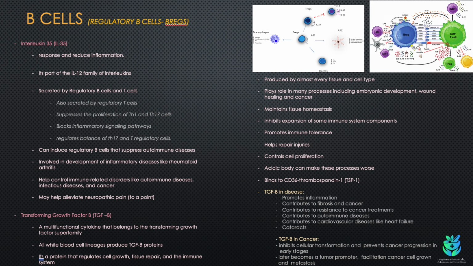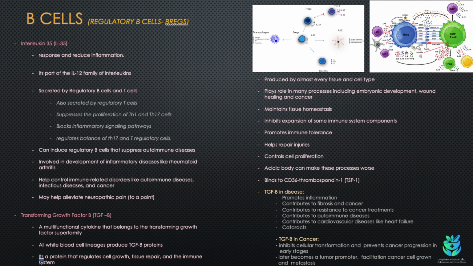It is part of the interleukin 12 family of interleukins, and it is secreted by regulatory B cells and T cells. It's also secreted by regulatory T cells. It suppresses the proliferation of T helper cells, Th1 and Th17, and we'll get into the T cells in a little bit and you'll understand what that means. It blocks inflammatory signaling pathways, and it regulates balance of the T cells and T regulatory cells. This can induce regulatory B cells that suppress autoimmune diseases.